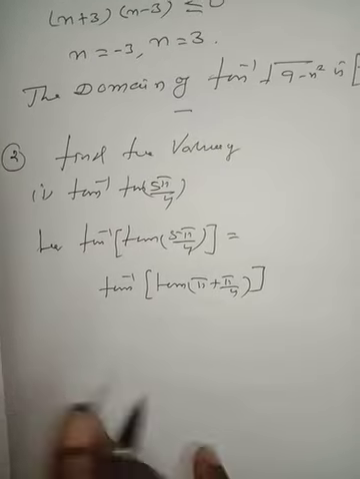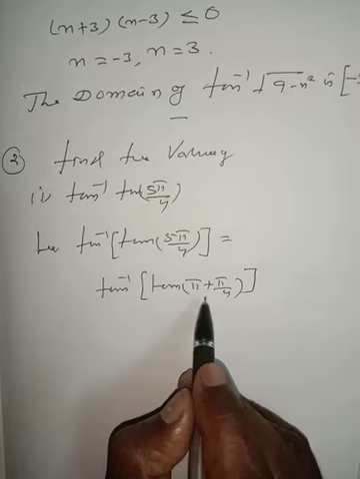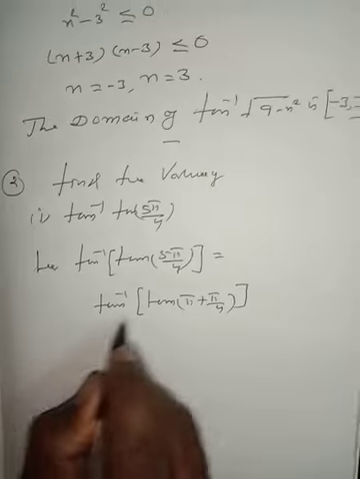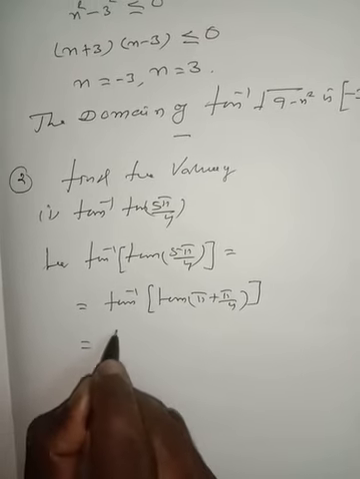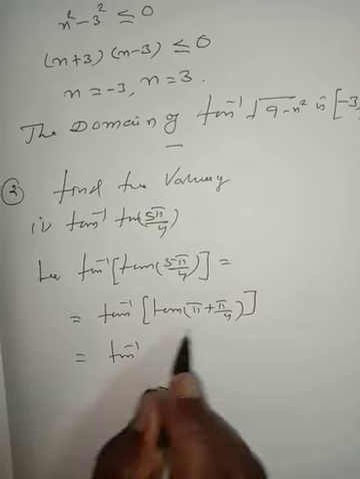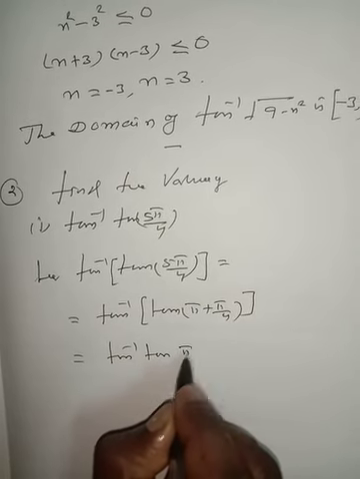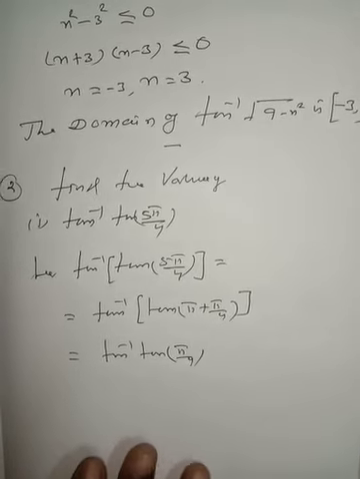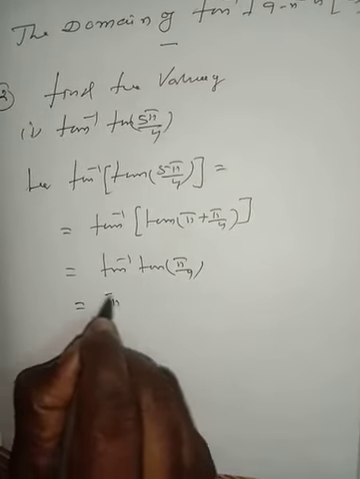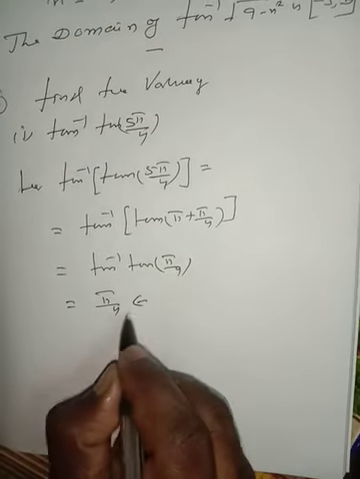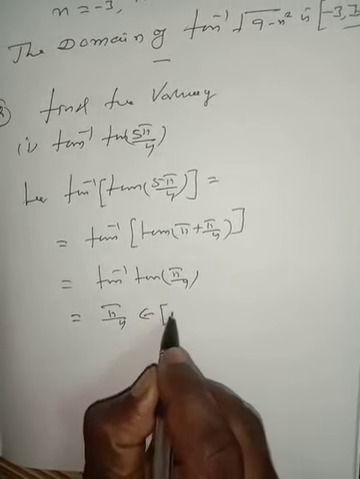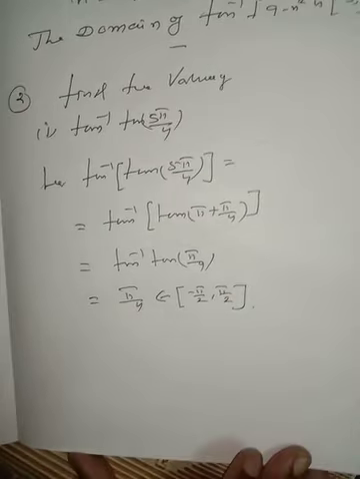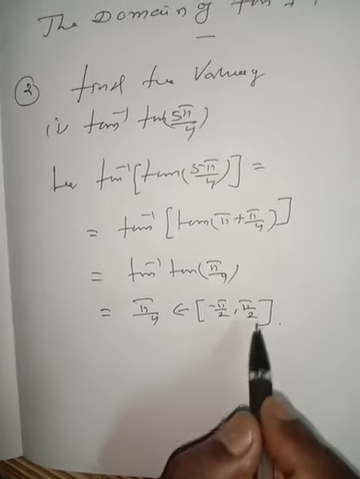We know that tan of 180 plus theta is tan theta, therefore tan inverse of tan pi by 4. Now, tan inverse of tan theta is theta, therefore pi by 4. This pi by 4 belongs to the range minus pi by 2 comma pi by 2. Minus pi by 2 comma pi by 2 is the range.